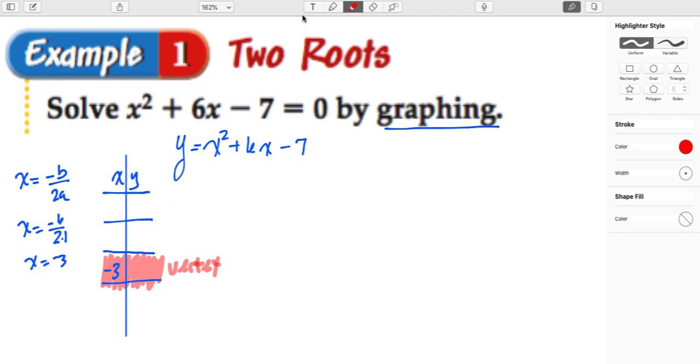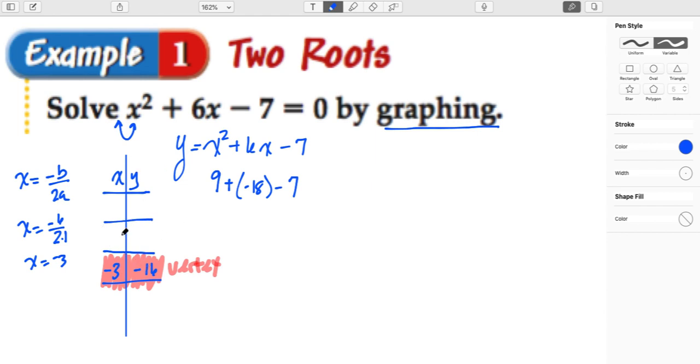Plug negative 3 right into the original equation. When I do that, I get that negative 3 squared is a positive 9, plus 6 times negative 3, negative 18, and then minus 7. So this ultimately becomes negative 9 plus a negative 7, which is a negative 16. So this is my vertex. We know that it is a happy parabola, so we also know that this is the lowest point. So all of our values are going to be above.